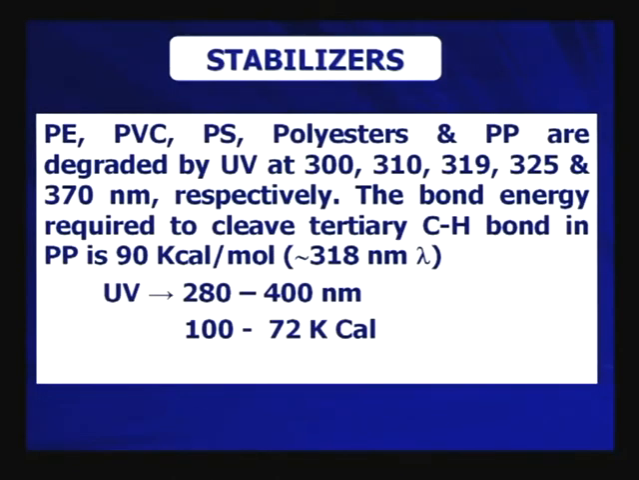Polyethylene, PVC, polystyrene, polyesters and polypropylene are degraded by ultraviolet light in the 300 to 370 nanometer range. PE degrades at around 300, PVC at 310, PS at 319, polyesters at 325 and polypropylene at 370 nanometer. So, you see polypropylene degrades at 370 nanometer, and polypropylene products are not suitable for outdoor exposure.